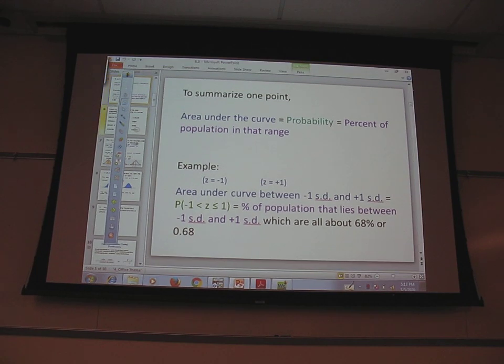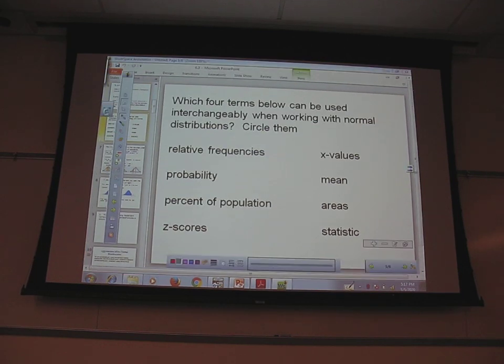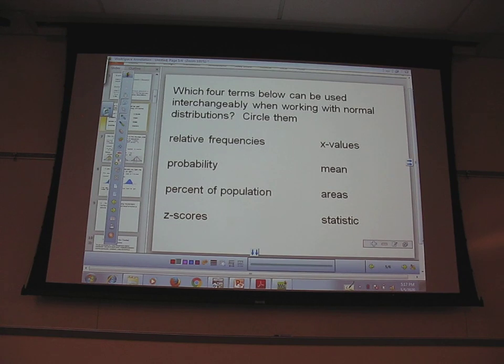So, go ahead and fill this out. I will give you 15 seconds to fill this out with your neighbors. Go ahead.